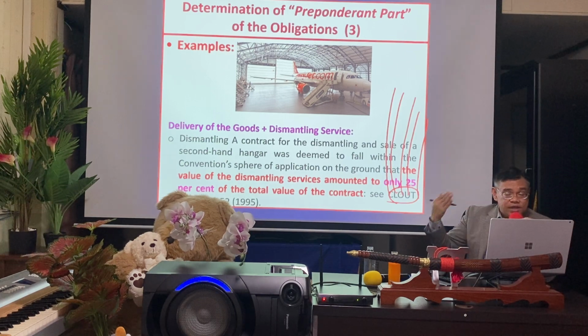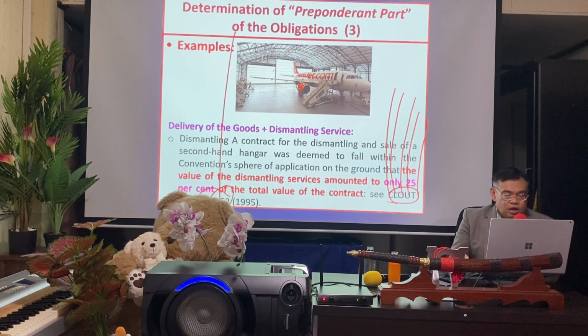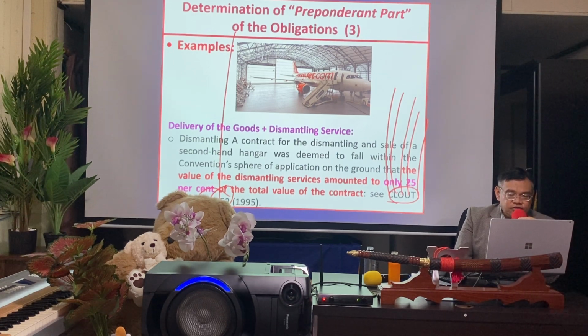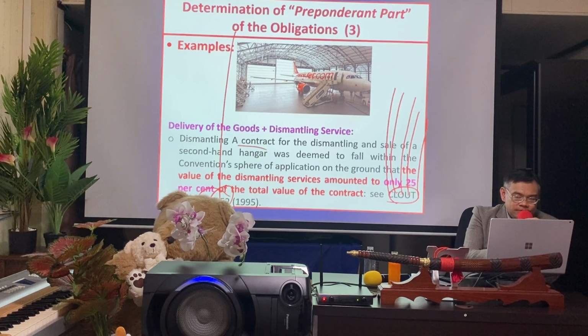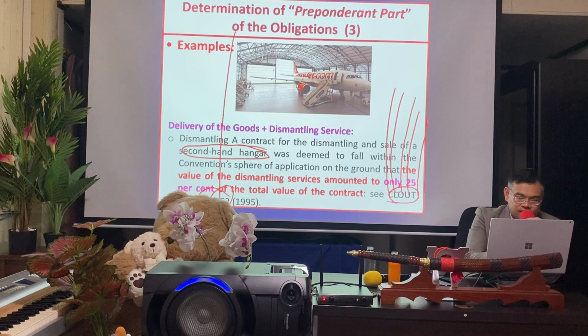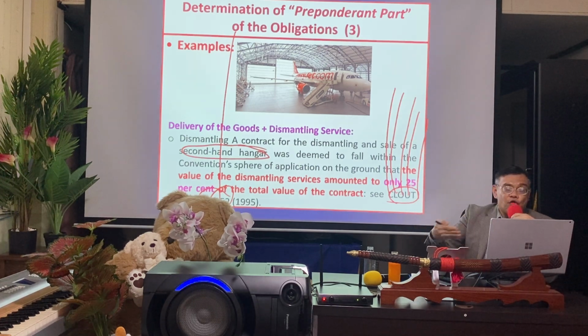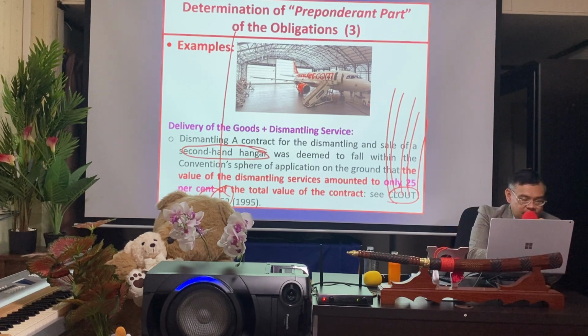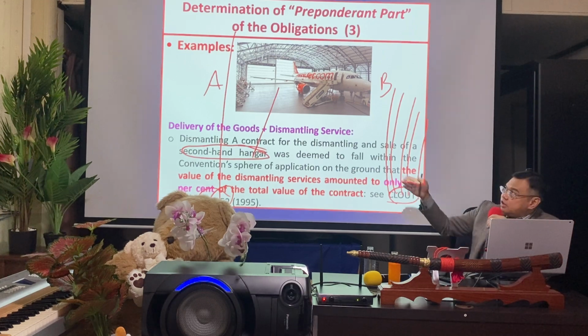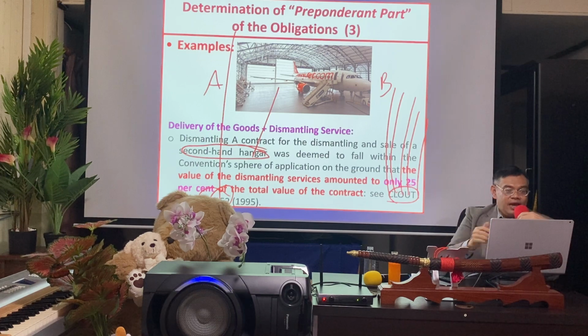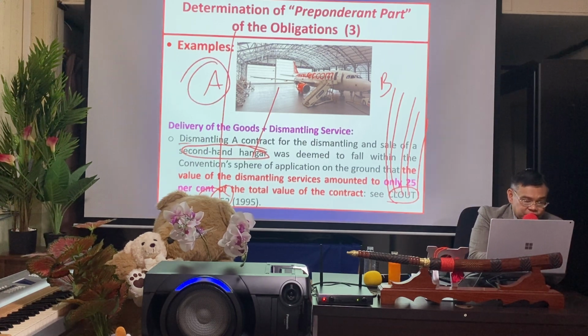In this database, every case has a number. Now we talk about CLOUT case number 152. This case was concerned with a contract which required the delivery of what? Delivery of a second-hand hangar. A hangar is a place for storing aircraft. Somebody wanted to buy the hangar, but the contract required, let's say A and B made a contract whereby A would deliver this hangar to B, and A would also have to dismantle this hangar for B.